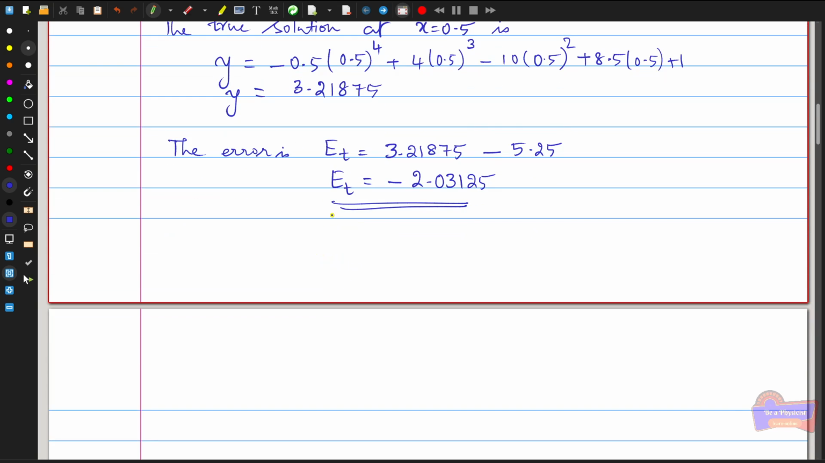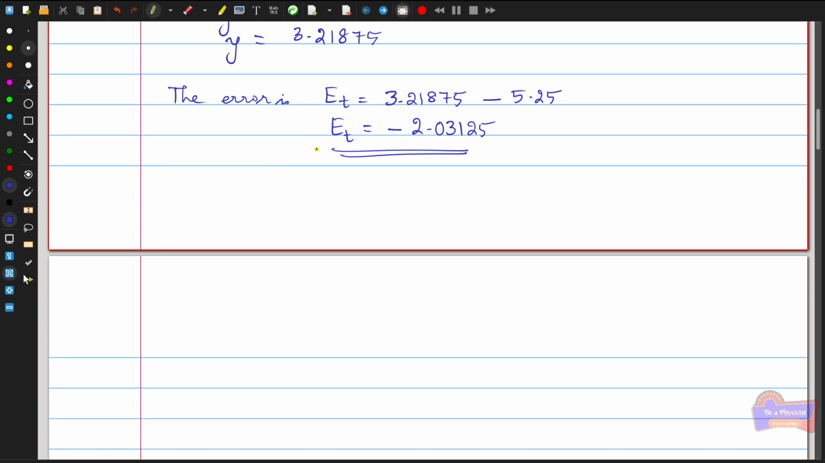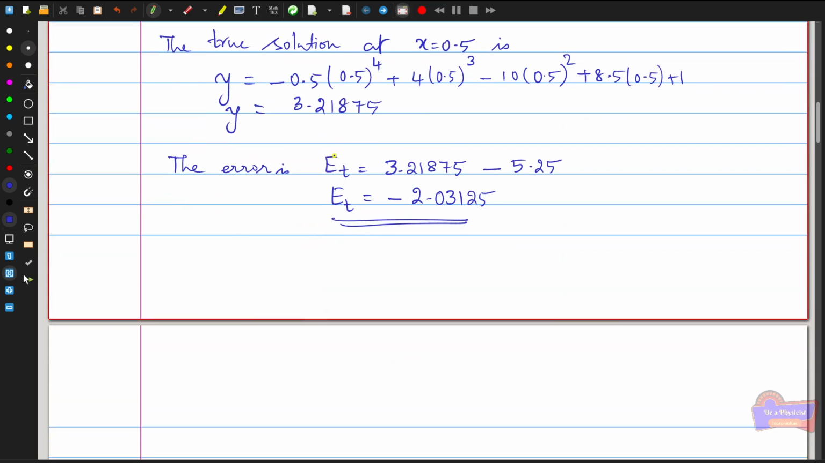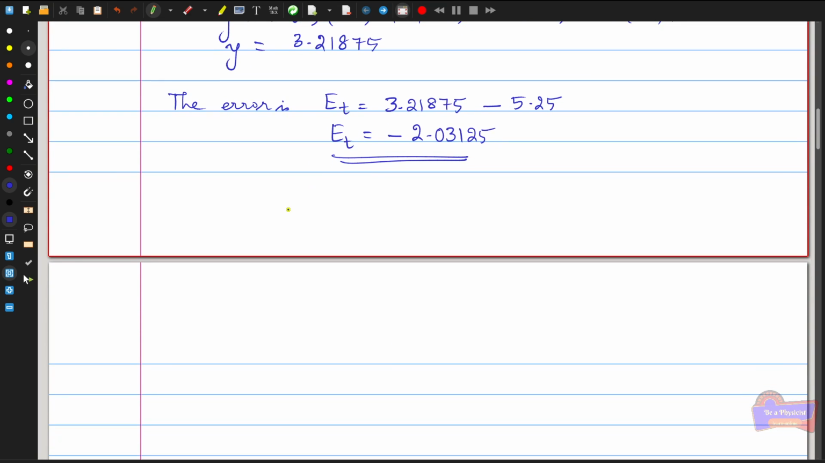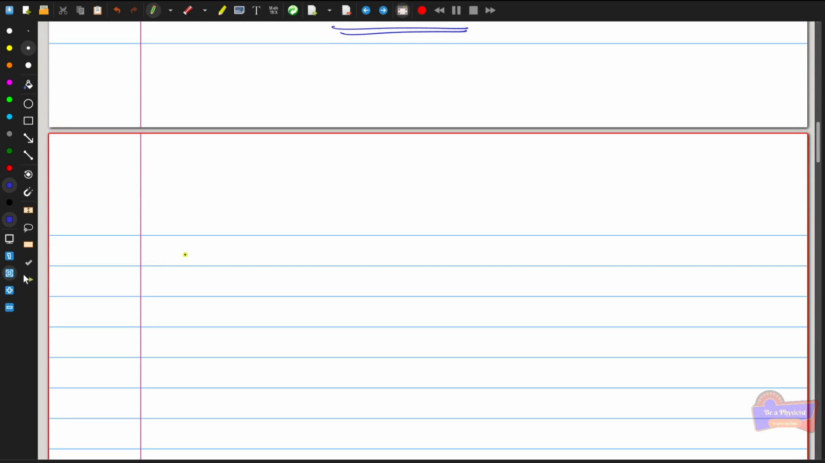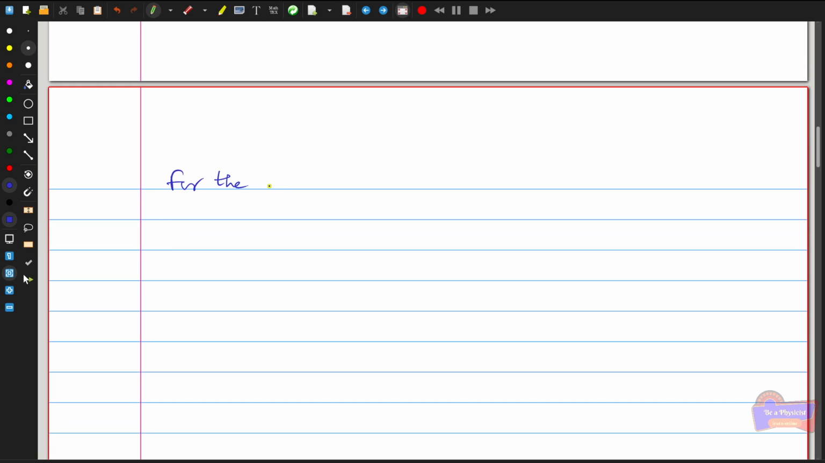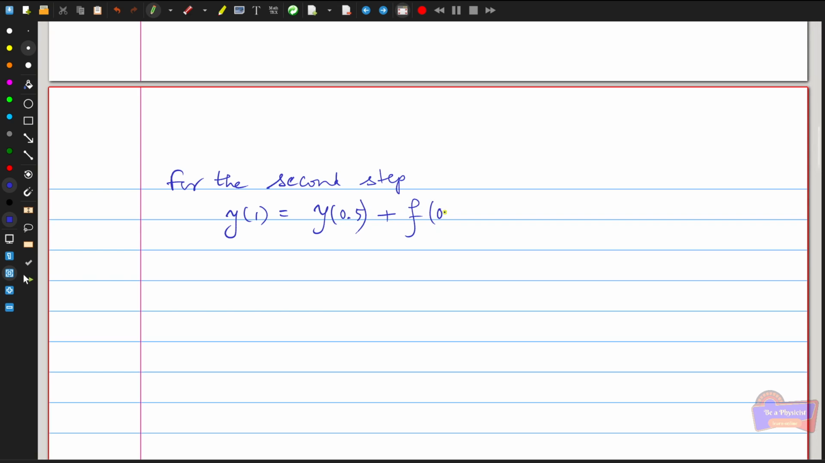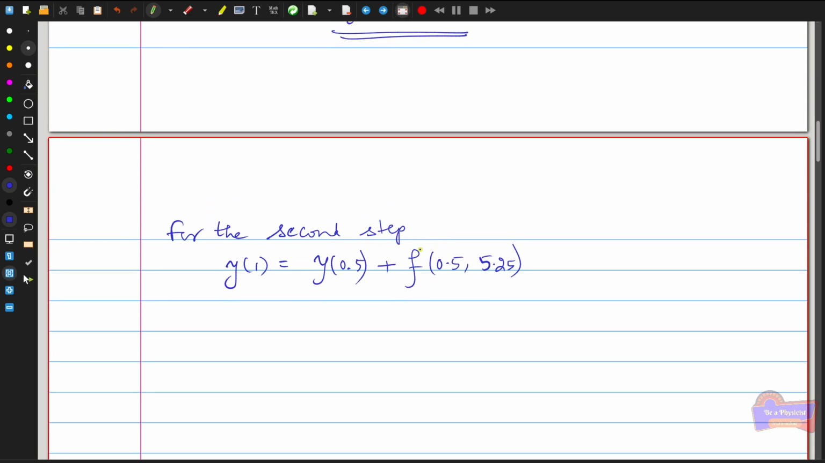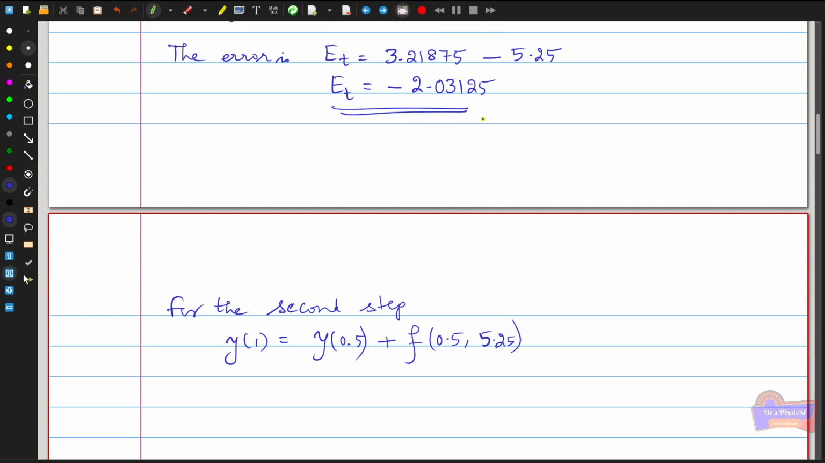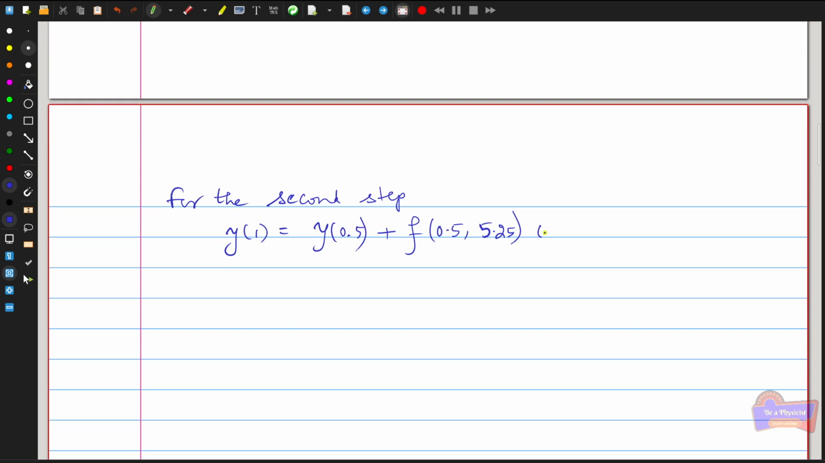Now we are going to do the second step. That means we are going to find the solution of dy by dx at the time step of 1. We are incrementing the time step by 0.5, so that we find y of 1. For the second step, y of 1 is equal to the previous value y of 0.5 plus the slope f of 0.5 comma y value 5.25, which we have calculated. That means f of x, y: the x value is 0.5, and the y value is 5.25, which we have calculated here. That is the slope, and then multiply with 0.5.